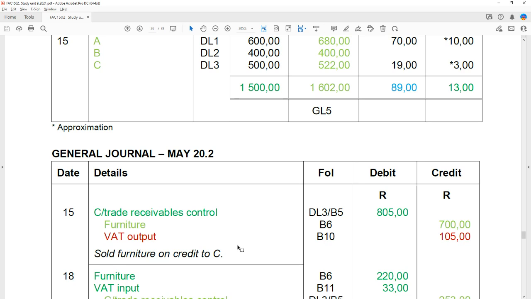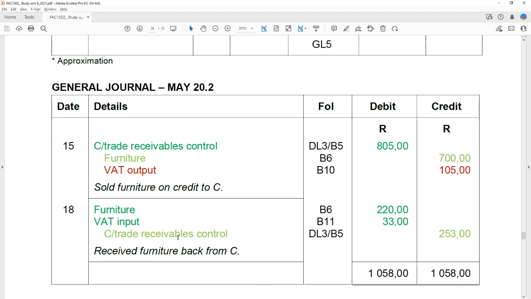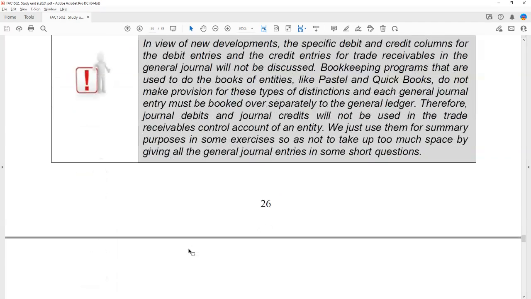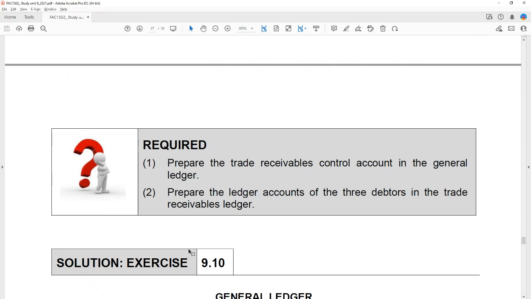So here we had the furniture that we sold on credit to debtor C, and then we received furniture back from C, again also through the general journal. So what is required from us in this exercise? Number one, prepare the trade receivables control account in the general ledger, and then prepare the ledger accounts of the three debtors in the trade receivables ledger.